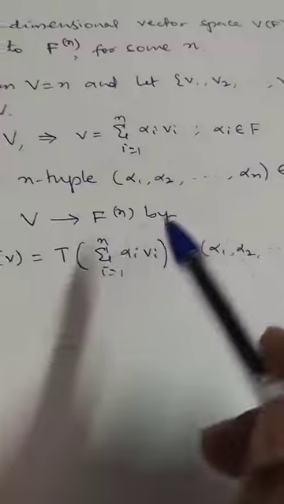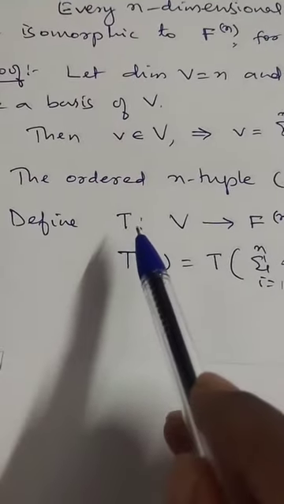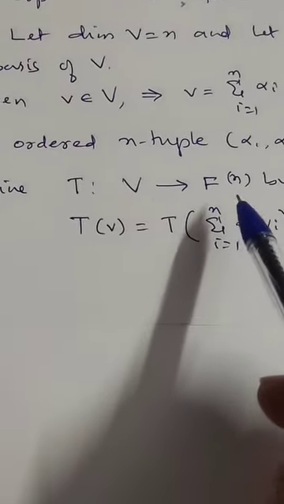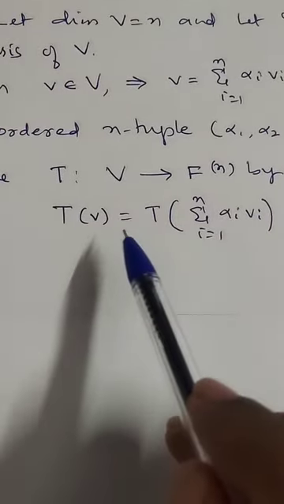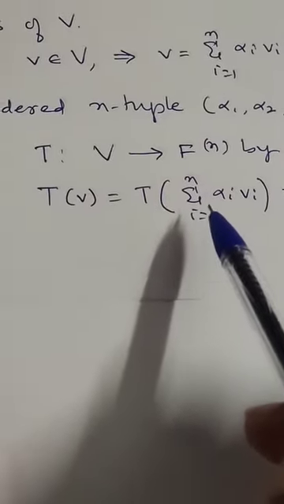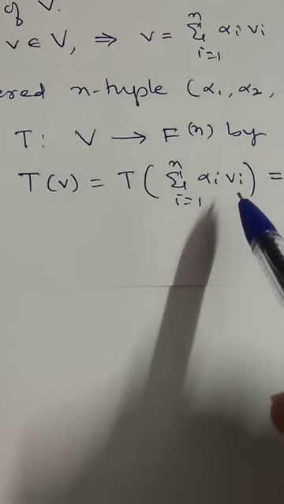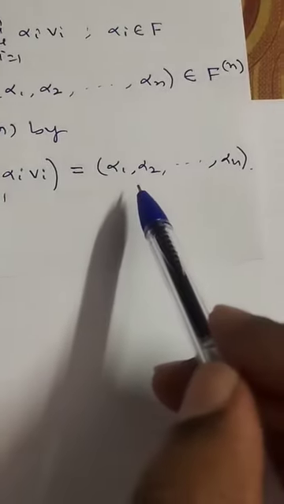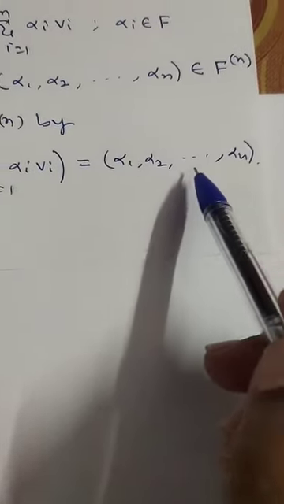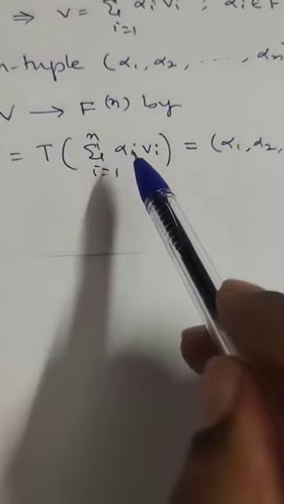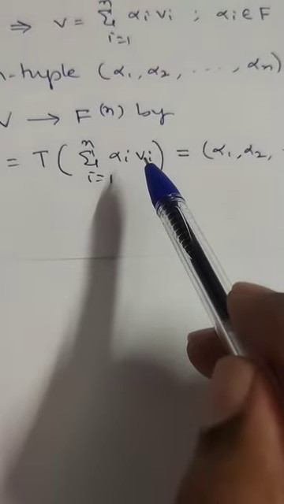You know this. I'll define a mapping T from V to F^n by T of v is equal to T of summation i is equal to 1 to n alpha i vi. This is equal to, I'll write, alpha 1 comma alpha 2 etc., alpha n, meaning the n-tuple of the coefficients of the linear combination.